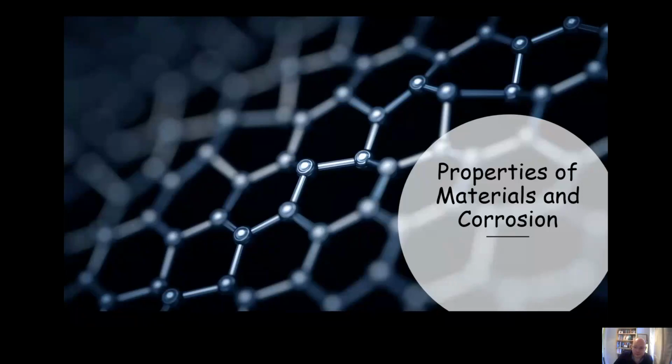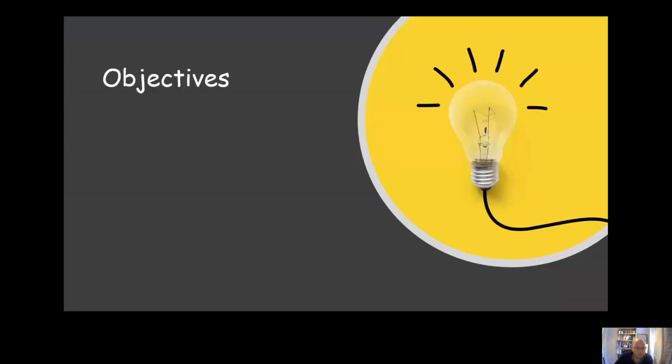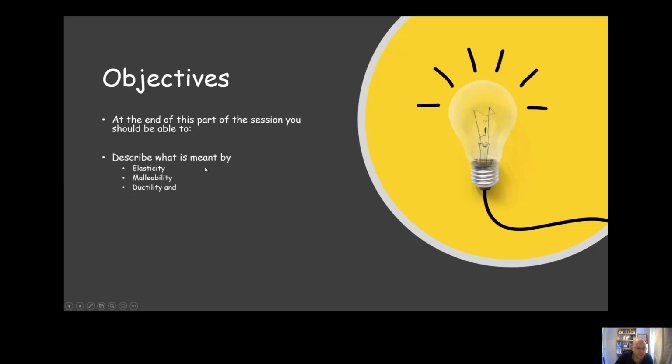Principles, Session 3, Properties of Materials and Corrosion. So at the end of this part of the session, I want you all to be able to describe what is meant by elasticity, malleability, ductility, and tensile strength. We're also going to talk briefly about hardness as well and what that means. These are all properties of materials.